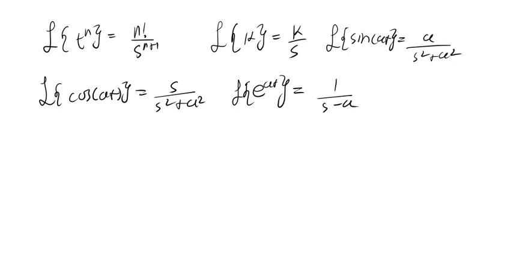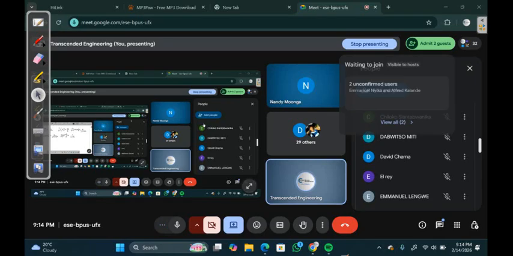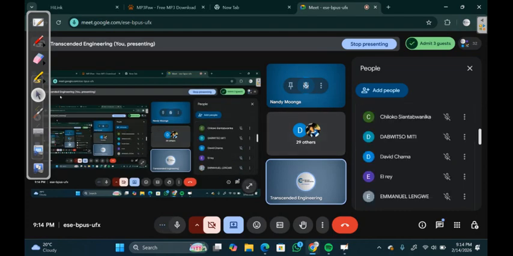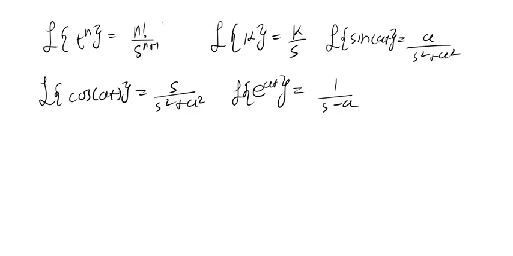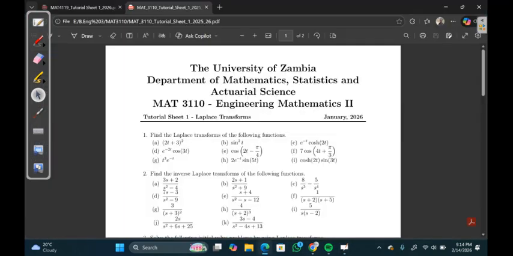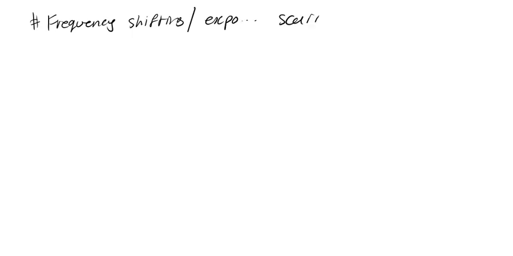So as long as you're able to remember any of these, and it's one of those questions that you have to answer, you can just go ahead and write the answer as it is. Okay, but of course for question one, there are a few here where we have to apply some theorems. There are two theorems that I can talk about before we even start answering. There is something we call the frequency shifting, or sometimes it's called the exponential scaling.